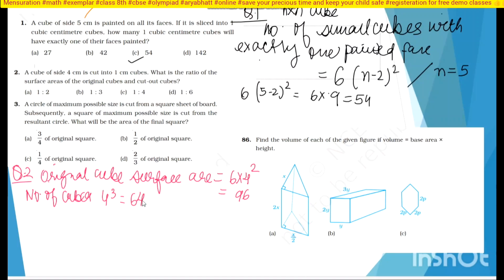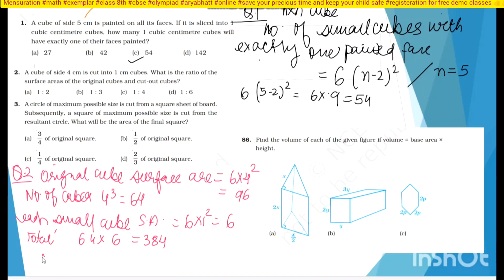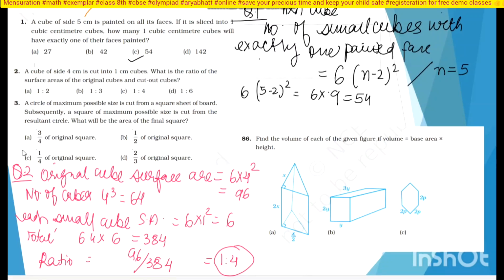Now each small cube's surface area will be 6 into 1 square, that is 6. So the total will be 64 into 6, that is 384. The ratio will be the original one, 96 upon 384, or you can say 1 is to 4. So your right option will be 1 is to 4.